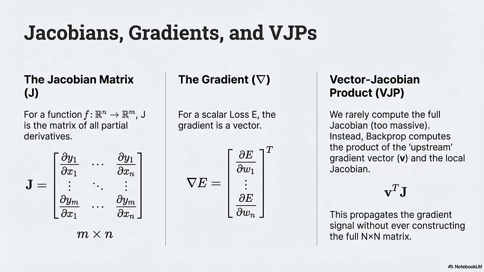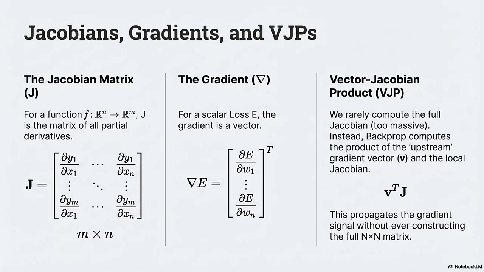Instead, backpropagation cleverly computes something called a vector Jacobian product, or VJP. As you see on the slide, this operation takes the upstream gradient vector and efficiently multiplies it by the local Jacobian to produce the downstream gradient, all without ever forming that massive matrix. It is the engine that powers the backward pass.